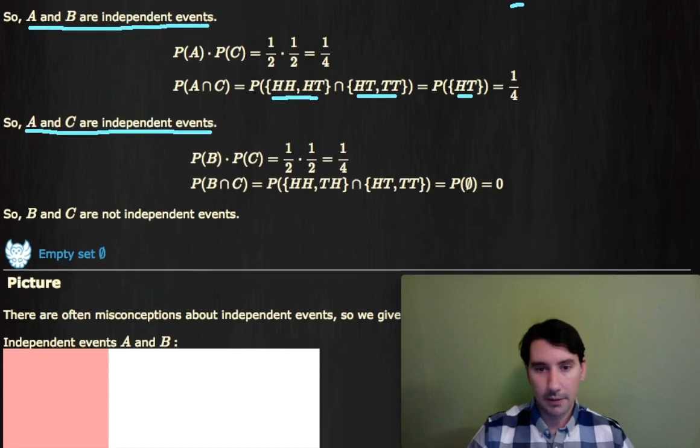But what about B and C? The probability of B times the probability of C is also 1/4, but the probability of B and C is the probability of getting {heads heads, tails heads}, so a heads on the second flip, intersected with {heads tails, tails tails}, which is a tails on the second flip. And it's impossible to get both a heads and a tails on the second flip, so this is the empty set. There's no case in which we would get both the heads and the tails on the second flip, and the empty set has probability 0. So B and C are not independent events.